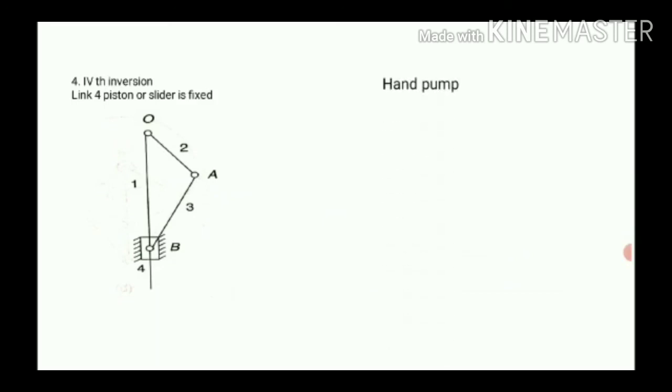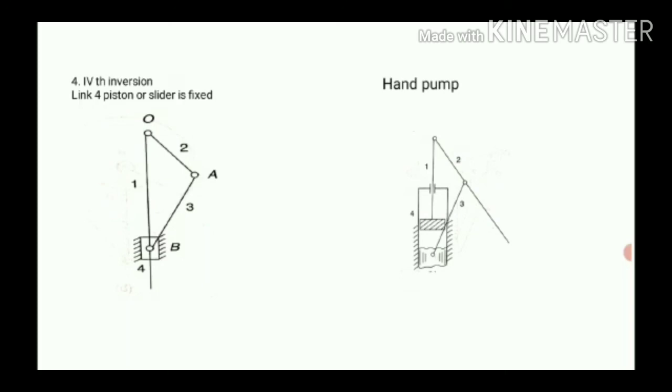Okay, the hand pump, I think you have seen in the villages, is used to convey fluid from one place to another. It is a manually operated pump. Link 2 acts as the handle, which has a motion about its pivoted point, link 3 has a motion, and link 1, that is the plunger cylinder, has a vertically reciprocating motion.